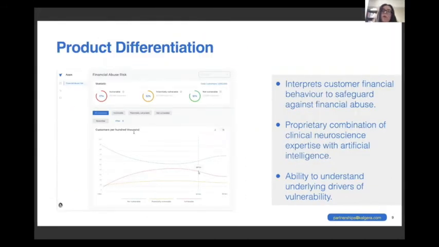Now let me tell you how our product is differentiated. We interpret our customers' financial behavior to safeguard them against financial abuse by using a novel financial abuse scenario approach, which is based on neuroscience and decision-making capacity logic and AI techniques. The interpretation of the data is a result of numerous underlying algorithmic models that we also have been developing during the FCA Digital Sandbox, and the results are presented on a dashboard. This allows financial institutions to drill down into the causes of customers' vulnerability and understand the underlying drivers.